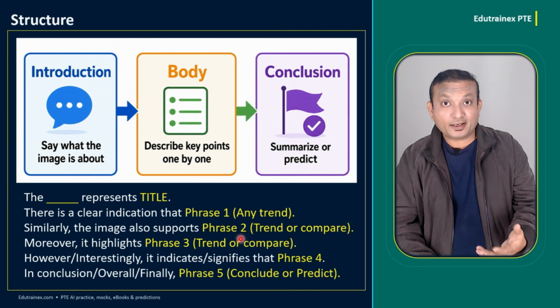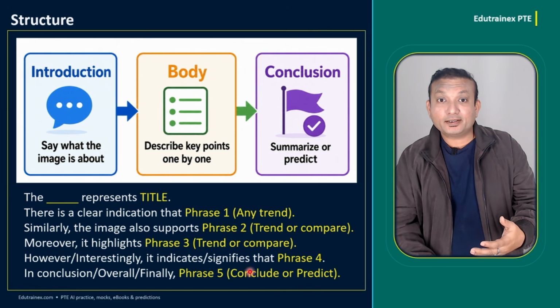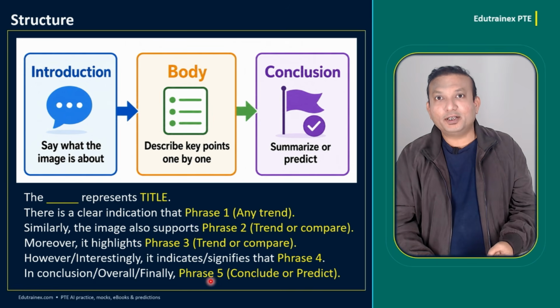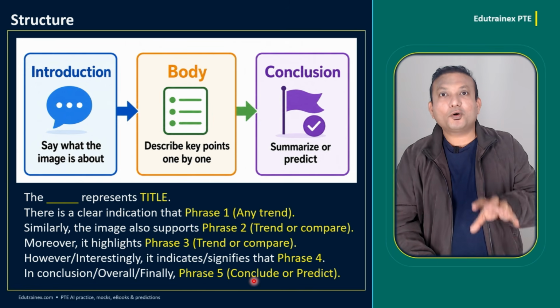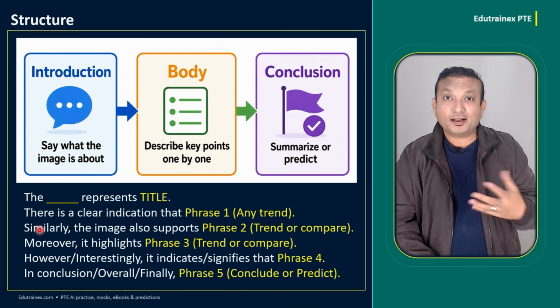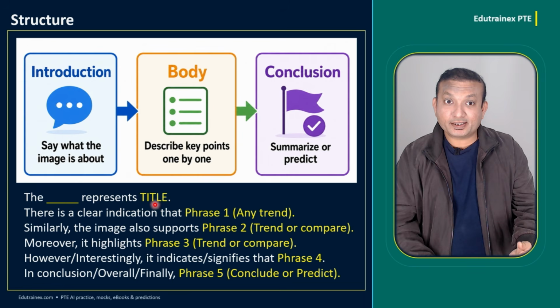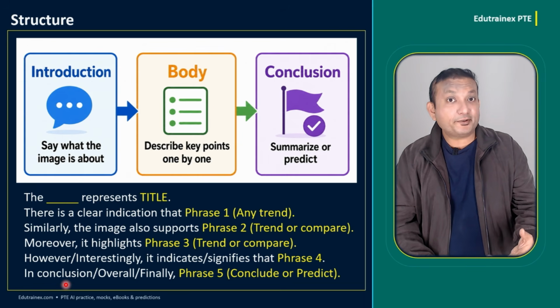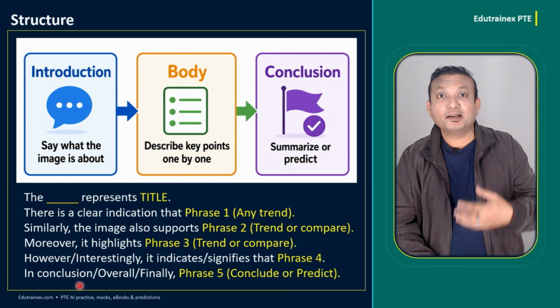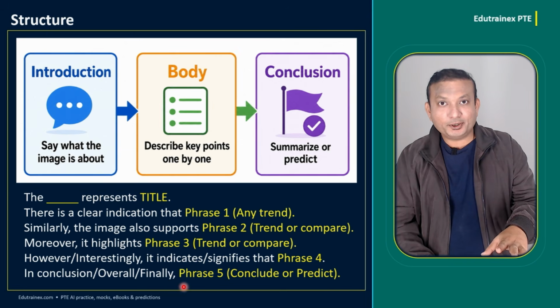One phrase, one trend, another phrase, another comparison, another phrase, another comparison, and then finally you conclude it with a conclusion or a prediction. Now, if you see the structure, it clearly behaves like an introduction because it has the title, what it represents. The last sentence behaves totally like a conclusion. Words like in summary, in conclusion, overall, finally, all those words can be used.